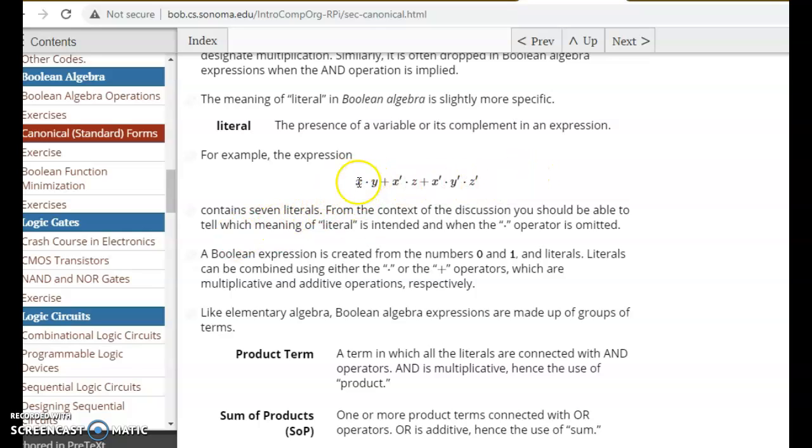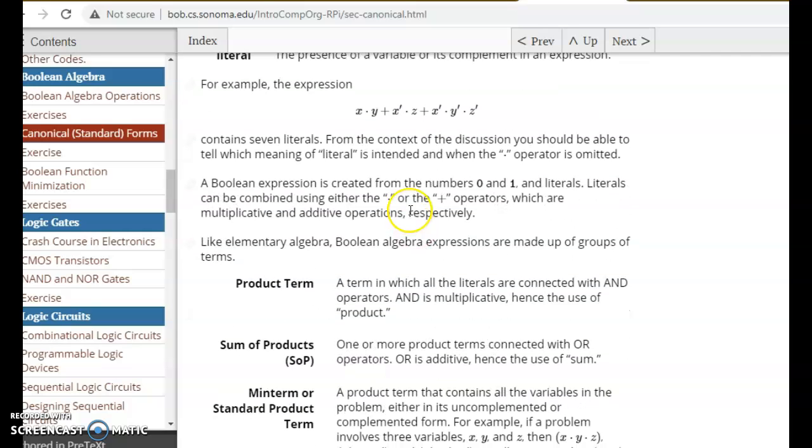That contains 7 literals. 1, 2, 3, 4, 5, 6, 7, each one of those letters. And the multiplication and addition are representations of and, or, and the dash is a representation of not, which are the 3 possible ways to conduct Boolean algebra.